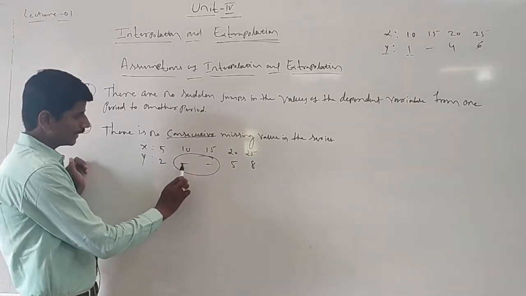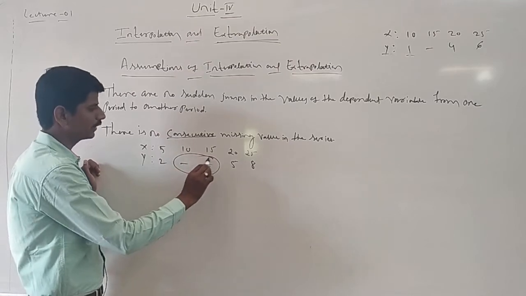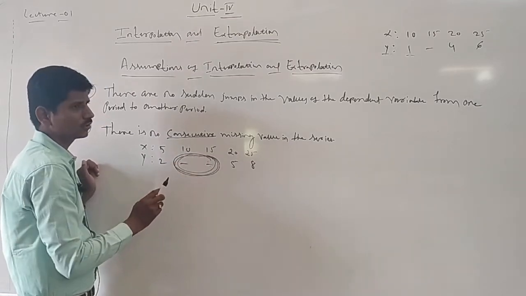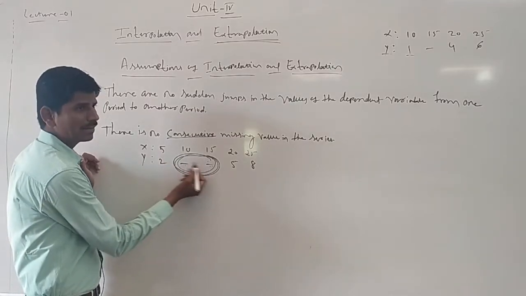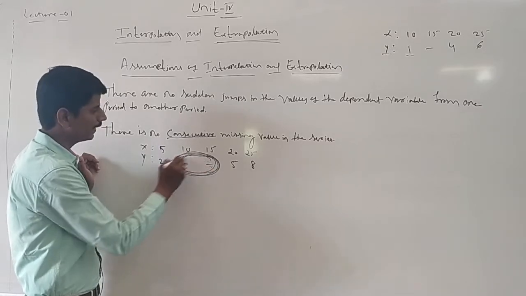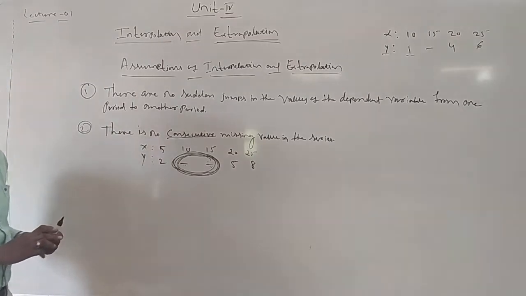Here the second value and the third value are missing immediately one after another, so the fourth value would also be affected. Both the second and third values are missing at a time. There should be no consecutive missing values in the series.